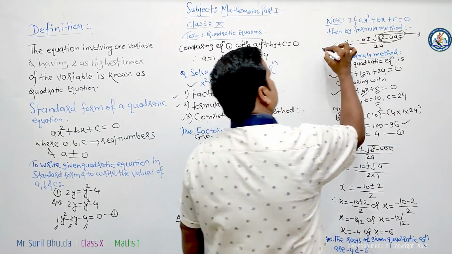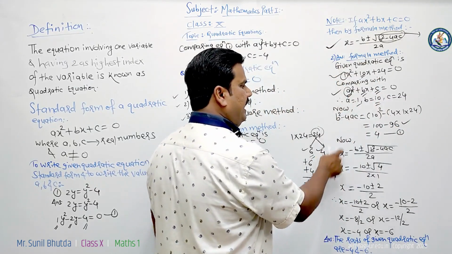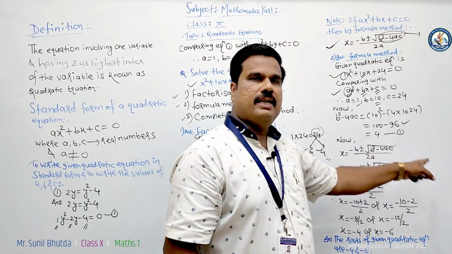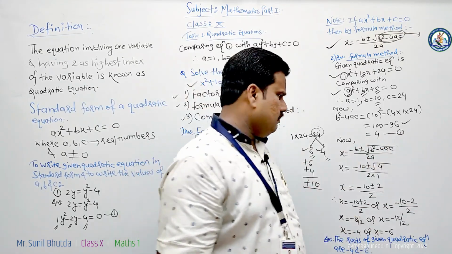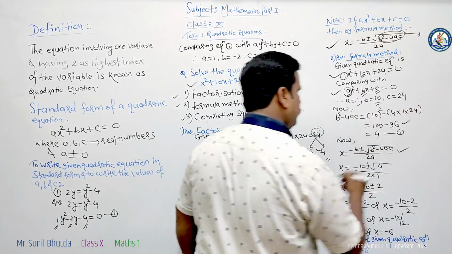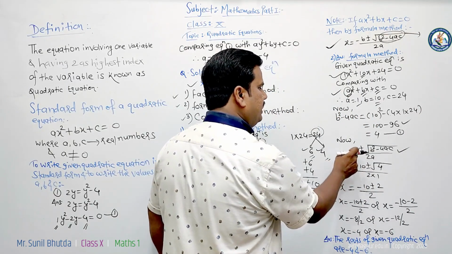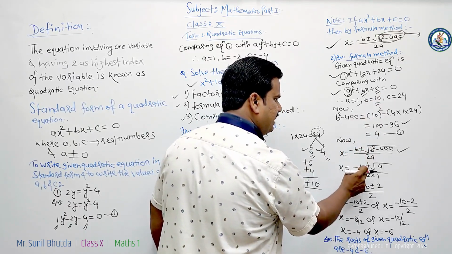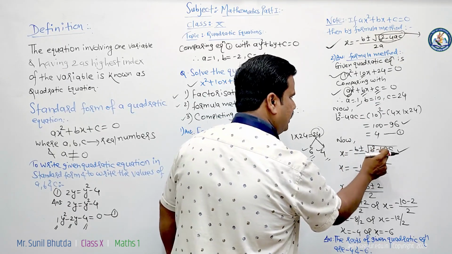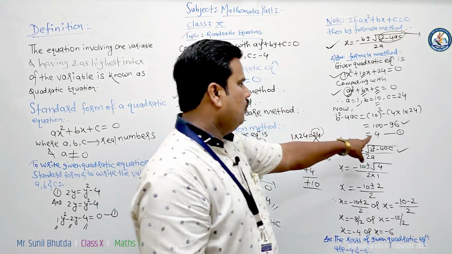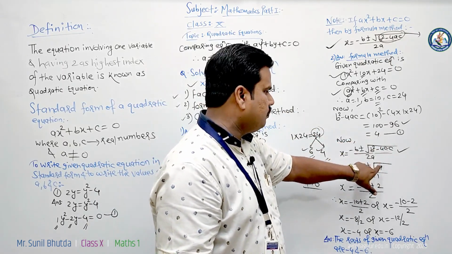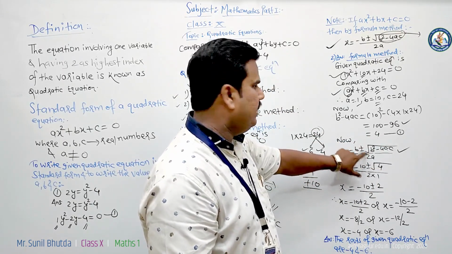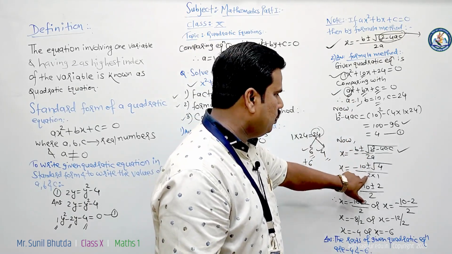Now write the formula. From formula method, what is our formula? x equal to minus b plus minus under root b square minus 4ac upon 2a. Now I will put all the values. Minus of b. What is b in our problem? b is 10. So minus 10 plus minus under root b square minus 4ac. What is b square minus 4ac? It is 4, under root of 4, upon 2a. 2a means 2 into a. What is a? 1, so 2 into 1.